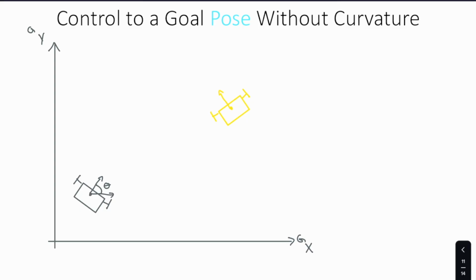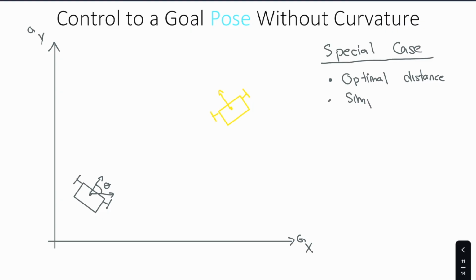The first version of control we'll talk about is a bit of a special case for differential drive robots. And it's by far the version of control you should use for differential drive robots, unless you have a very good reason not to. And the reasons for that is it's going to be the optimal distance traveled, simplest, and a lot of times it'll be the quickest, but not necessarily always.